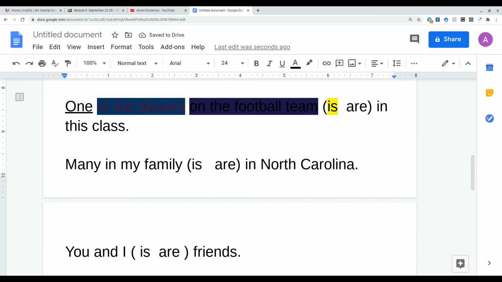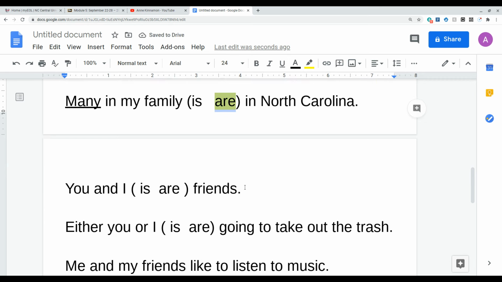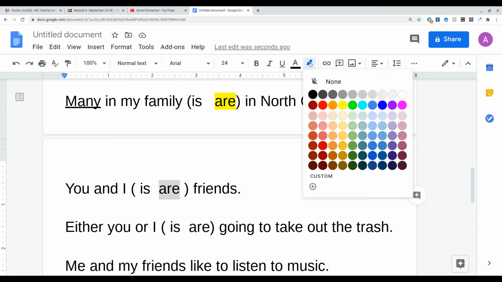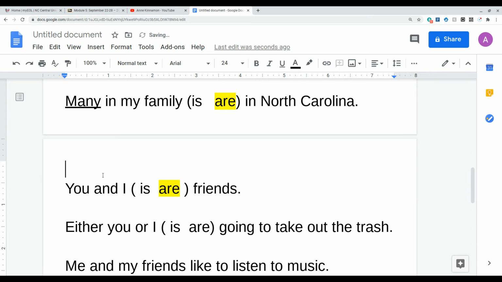Many in my family is in North Carolina or are in North Carolina. The verb here, who is, what are, and it's many, and many is plural. So you'll notice that I need to say are instead of is, because it is plural. You and I is plural, and so we are best friends, and you can see who are best friends, you and I, both of those things. And this is a compound subject joined with and.